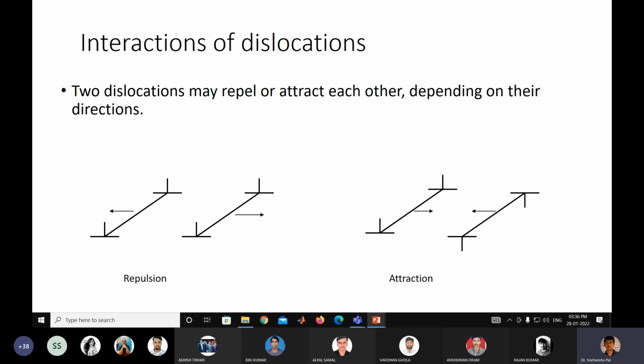So if you see the first picture, there the dislocation Burgers vectors are in the same direction. So what will happen? They will repulse each other. And in the other case, you can see the dislocations, their directions are totally different, totally opposite. So they are attractive. So this is the way you can understand.